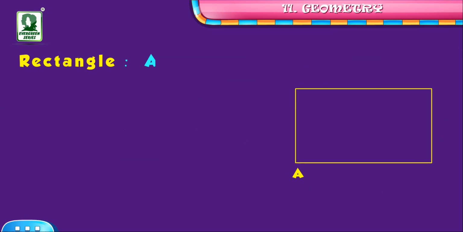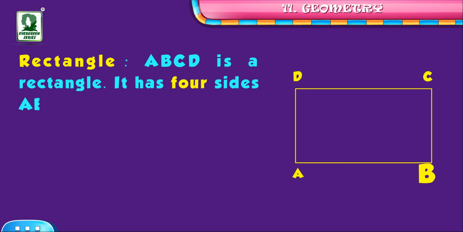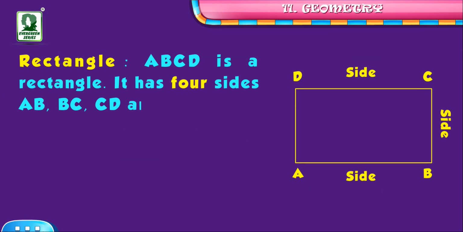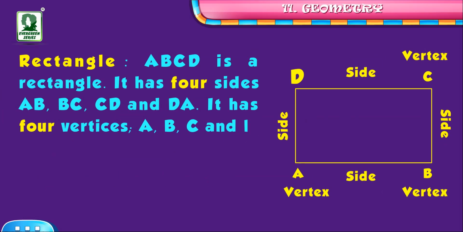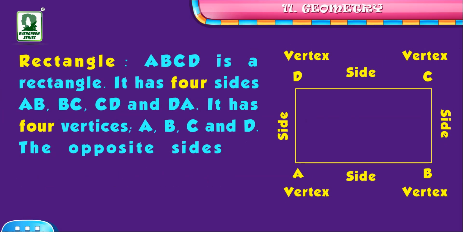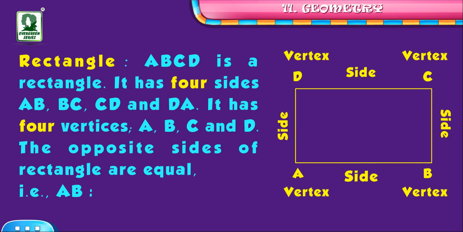Rectangle. ABCD is a rectangle. It has 4 sides AB, BC, CD and DA. It has 4 vertices A, B, C and D. The opposite sides of a rectangle are equal. That is, AB is equal to DC and AD is equal to BC.